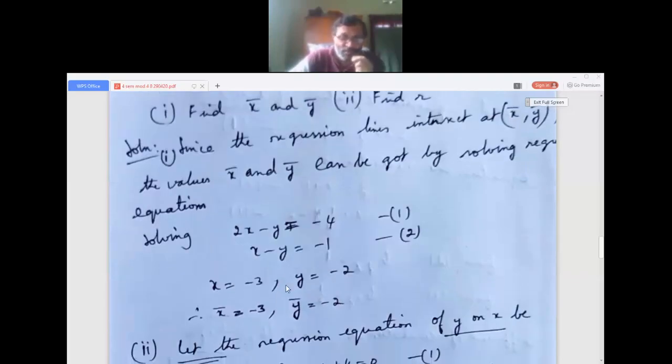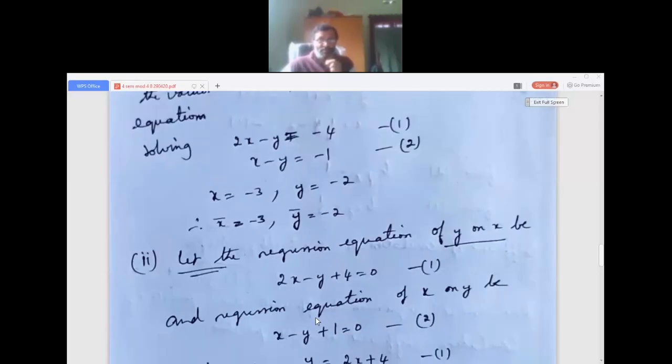I suggest the best method is to use your calculator and solve it. It is a simultaneous linear equation. You have to use the calculator for other problems also, so you can use it here as well. So you get x equals minus 3 and y equals minus 2. So the means are x bar equals minus 3 and y bar equals minus 2.